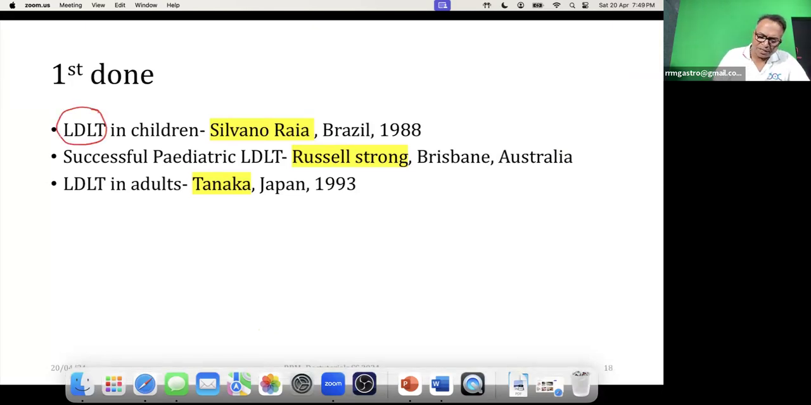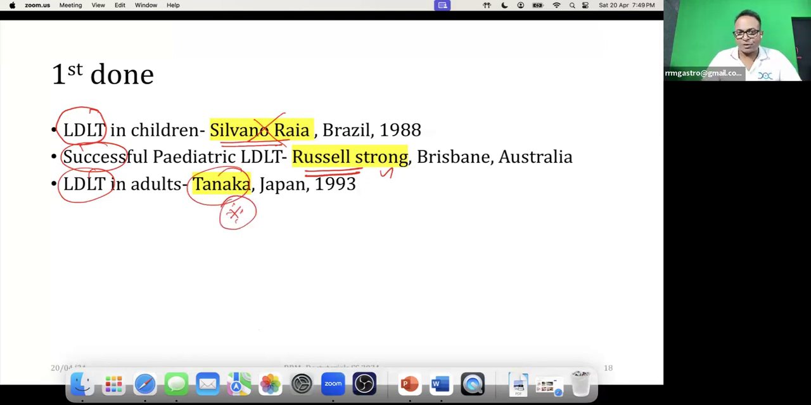Live donor transplant in children was first attempted by Silvano Raya, and Russell Strong did the successful transplant. So Silvano Raya's was a failed transplant, but it was successfully done by Russell Strong, and in adults it is done by Tanaka. This question was asked last year again. So live donor transplant in adults is done by Tanaka.